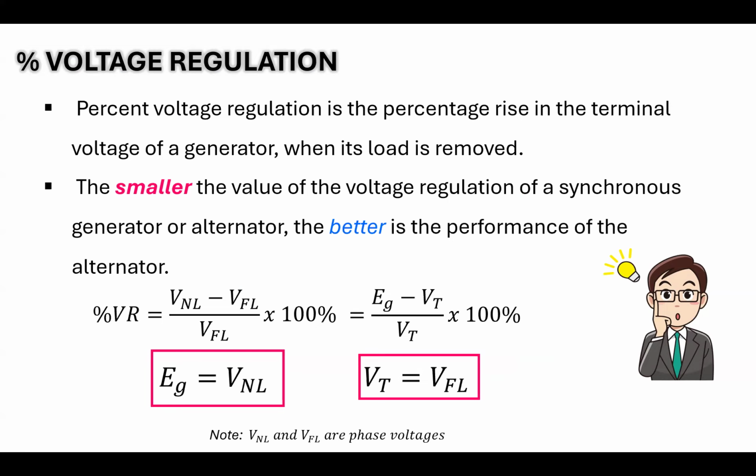So mathematically, the percent voltage regulation is equals to the no load voltage minus the full load voltage all over the full load voltage multiplied by 100%. Or simply, it is also the generated voltage minus the terminal voltage all over the terminal voltage multiplied by 100%. Because the generated voltage is equal to the no load voltage when there is no load. Okay? And the terminal voltage is equal to the full load voltage. And note that these voltages are phase voltages.